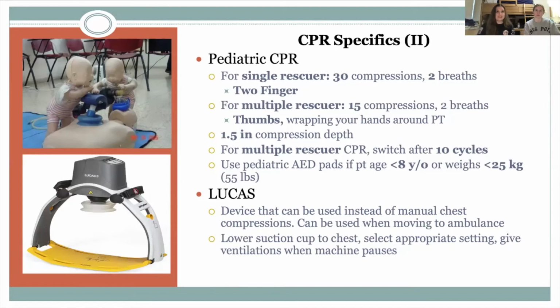When performing pediatric CPR, a single rescuer will use the 2-finger method and deliver cycles of 30 compressions and 2 breaths. For multi-rescuer CPR, wrap your hands around the patient and use your thumbs to give compressions. A cycle for multi-rescuer CPR is 15 compressions and 2 breaths. For multi-rescuer CPR, switch with your partner after 10 cycles. To defibrillate a pediatric patient, use the pediatric pads if the patient is under 8 years old or weighs less than 25 kilograms or about 55 pounds.